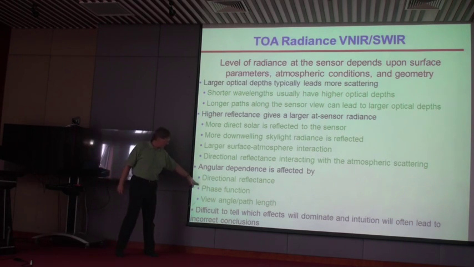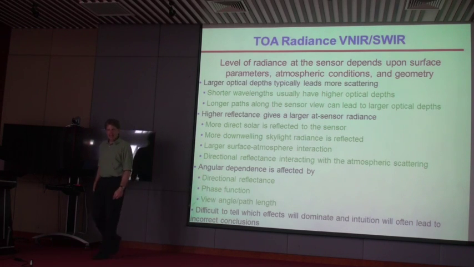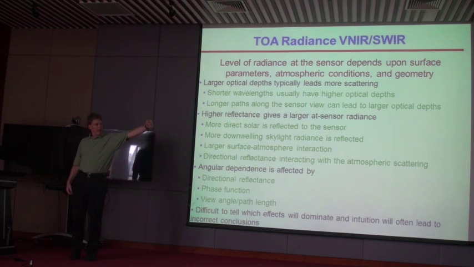Angular dependence. The reflectance, phase function is basically the scattering by the particles in the atmosphere. That's a directional effect. View angle, path length. If the sun is coming through at a very large zenith, it has to get through much more atmosphere with more chances for scatter. If my sensor is looking at a large angle, it has to come through a much larger atmosphere. There's a better chance of getting scatter. So that makes the problem tougher. The easier problem is looking straight down and a high sun angle. Small solar zenith.